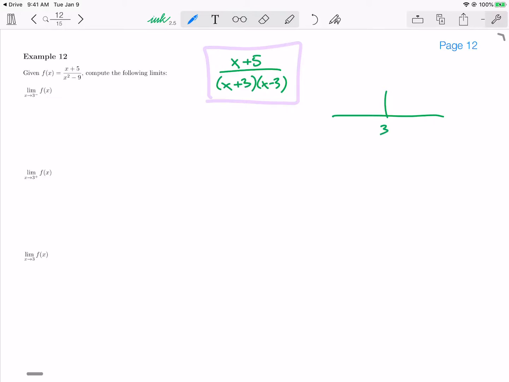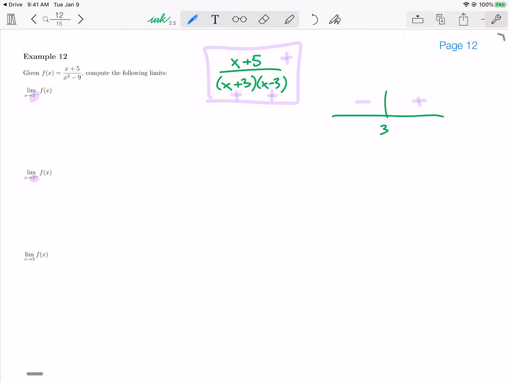Now, I'm going to notice that the top is always positive. Okay? The top is always positive, and this x plus 3 term is always positive. So then, as I come from the left of 3, 2.999 for example, and I subtract 3 from it, this part is going to be negative from the left. But then when I do 3 from the right, this part is positive.